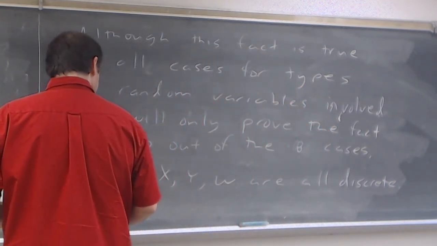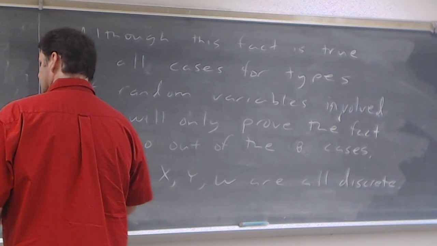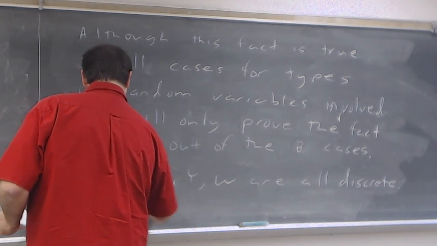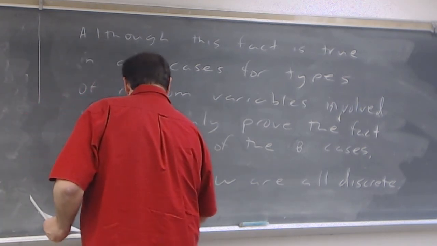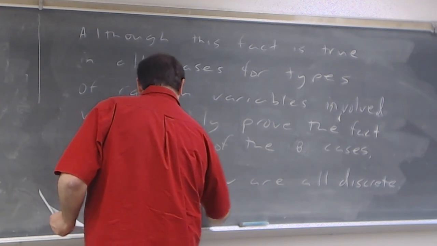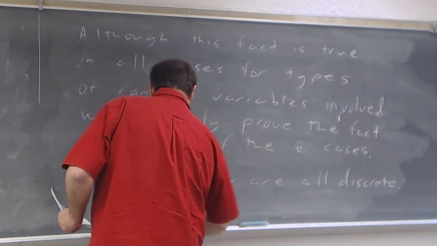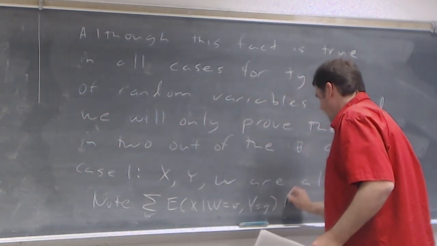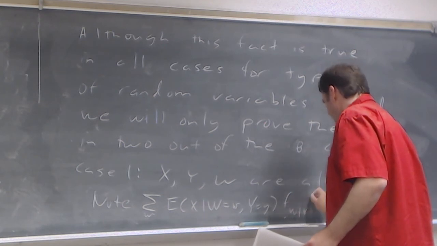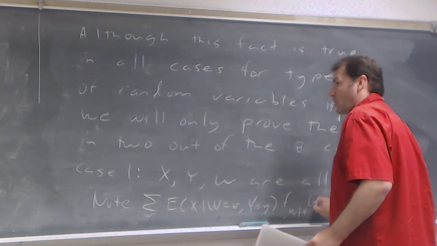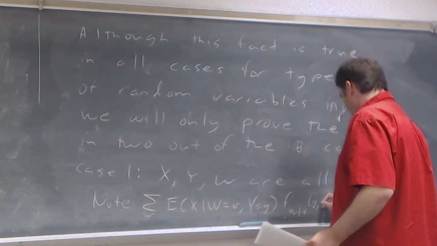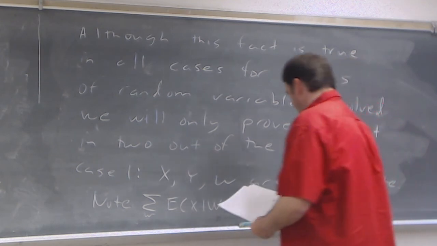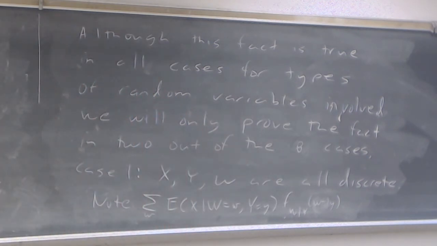Now, what we're going to do is look at the right-hand side of this equation. So w is discrete in particular. So we note this sum over w of the conditional expected value of x given w equals little w and y equals little y, times f sub w given y of, I normally write down y w. No, it's w given y. There we go. So when we look at this, what will we get?